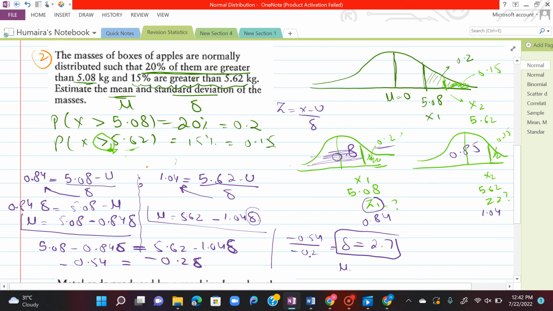So when I put it in the calculator, I got the answer 2.812. Alright, so this is how you can solve for mu and sigma together. That is an important question that's most of the time being asked in the exam.